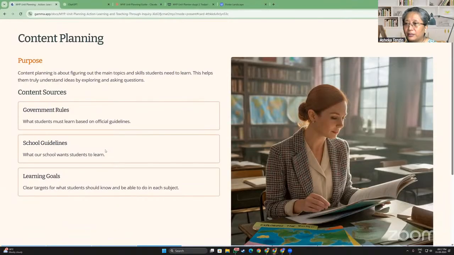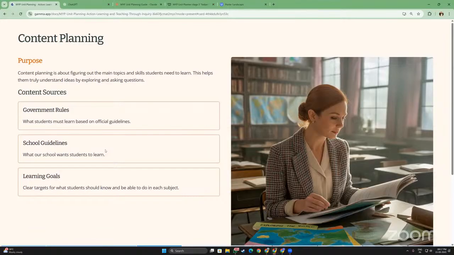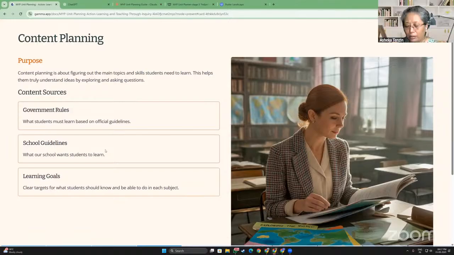Any questions here? Yeah, Rasika. Ma'am, can we consider the national curriculum as a first, like what are the mandatory things, considering the national curriculum? Yeah, you can consider that.